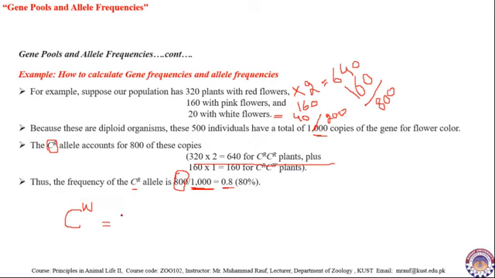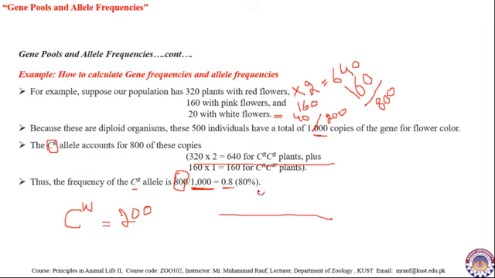So we have 200 copies of the CW allele in that population. Now how do we calculate the frequency of the CW allele in that population? The formula is very simple. It is the number of copies of a particular allele in a population, the frequency of which you are going to calculate. So we are going to calculate the frequency of this particular allele.